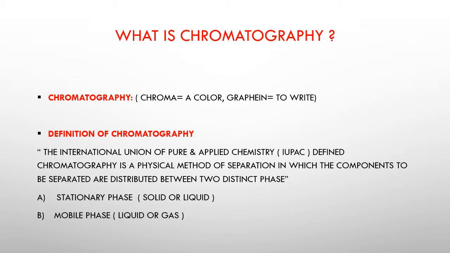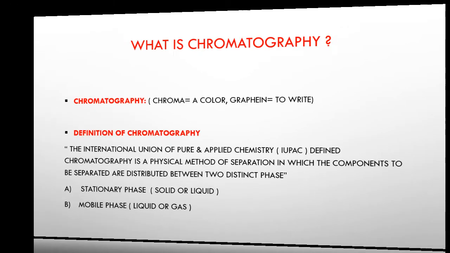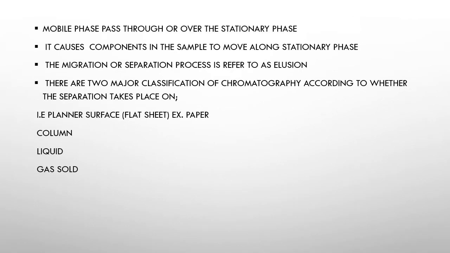The mixture is run along the stationary phase. It causes the components in the sample to move along the stationary phase. The migration or separation process is known as elution.